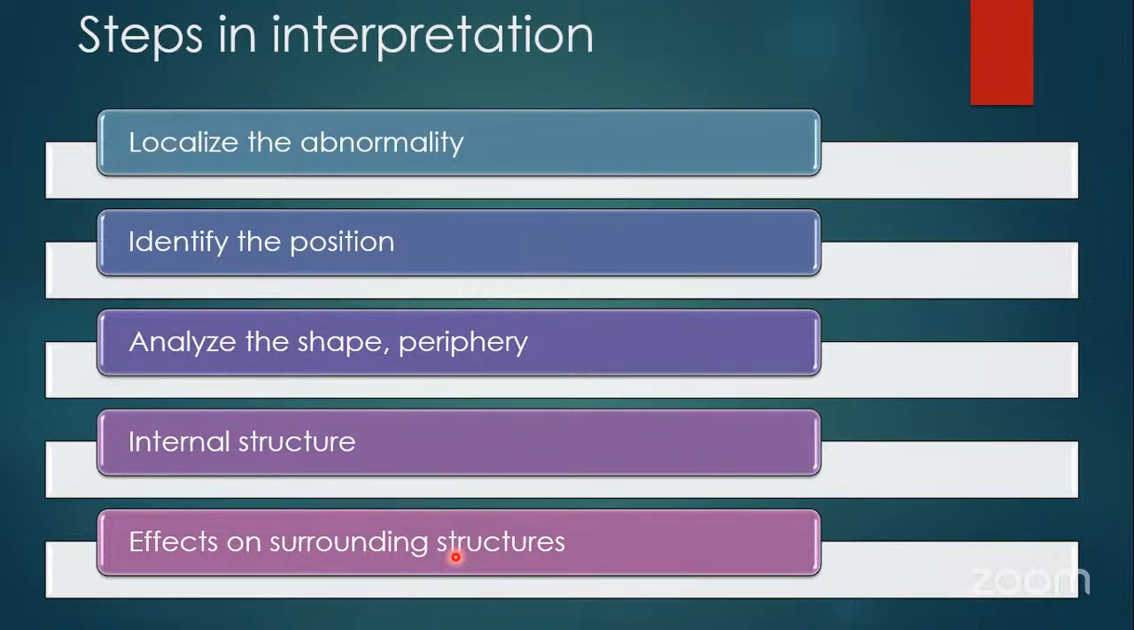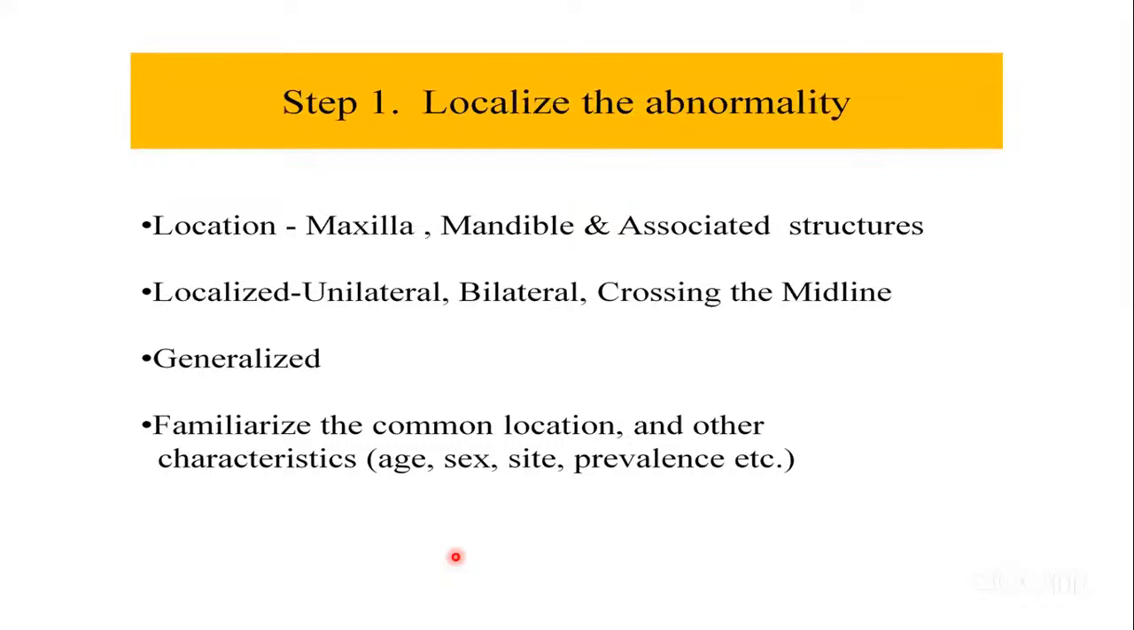So, 5 main things: localize the abnormality, identify the position, analyze the shape and the periphery, analyze the internal structure, and the effect of the lesion on the surrounding structures. These are the 5 main steps in interpretation. First is localizing the abnormality. That means whether it is present in the maxilla or mandible, or in both. Whether it is on one side, unilateral, or bilateral, whether it is crossing the midline or not, and whether it is a generalized lesion or a localized lesion. These are the things we mean by localizing the abnormality.